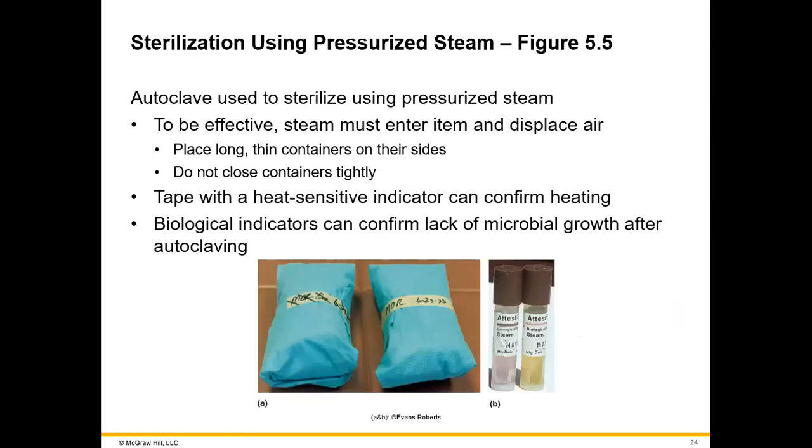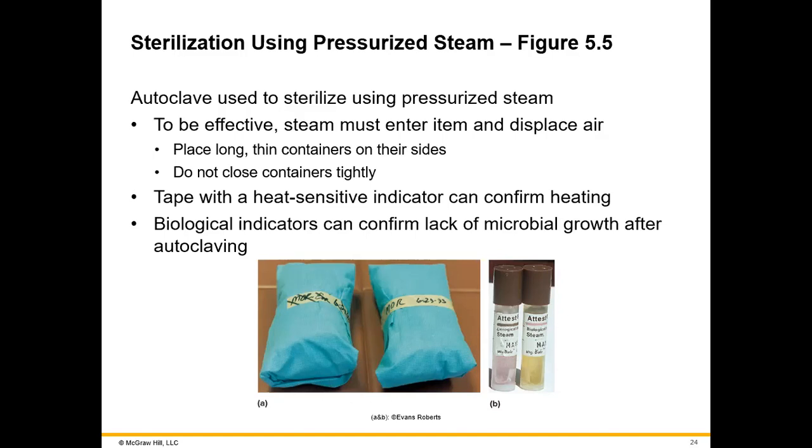Autoclave, of course, to be effective, steam must enter the item, obviously, right? And displace the air. So you place the long, thin containers on their sides. You do not close containers tightly, to allow for the exchange and to displace the air within the inside.